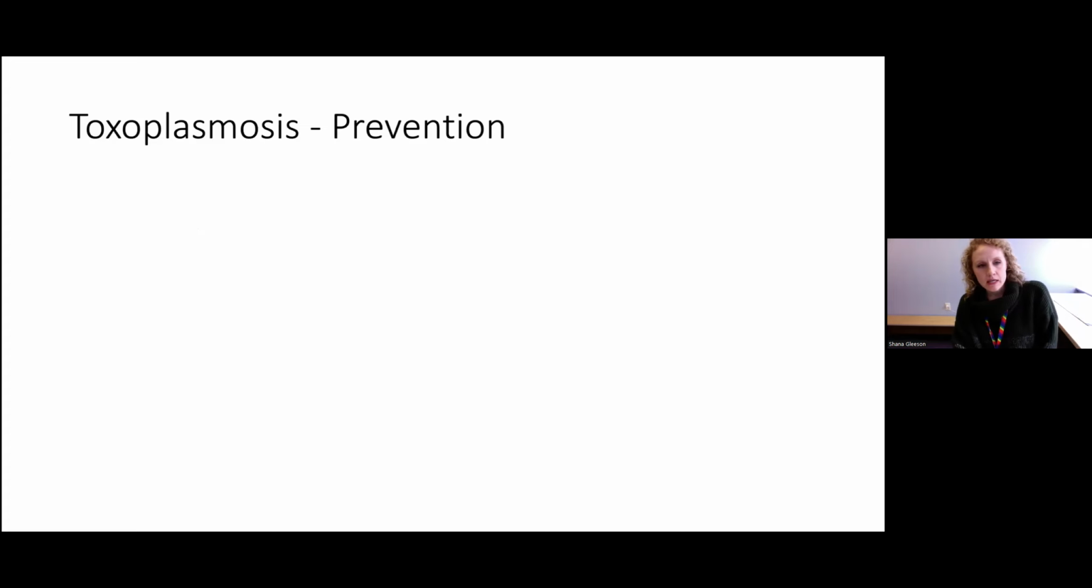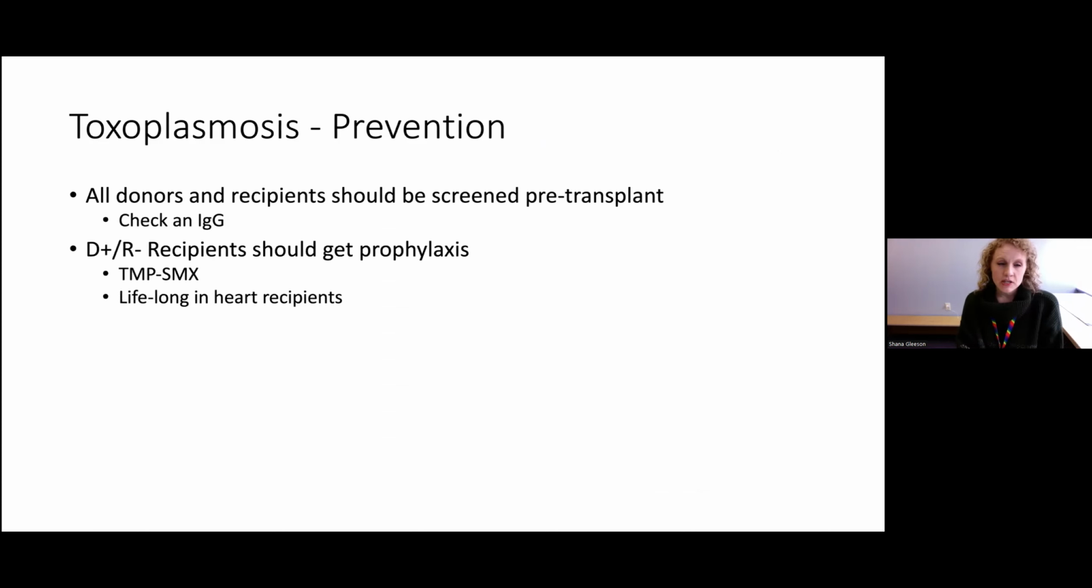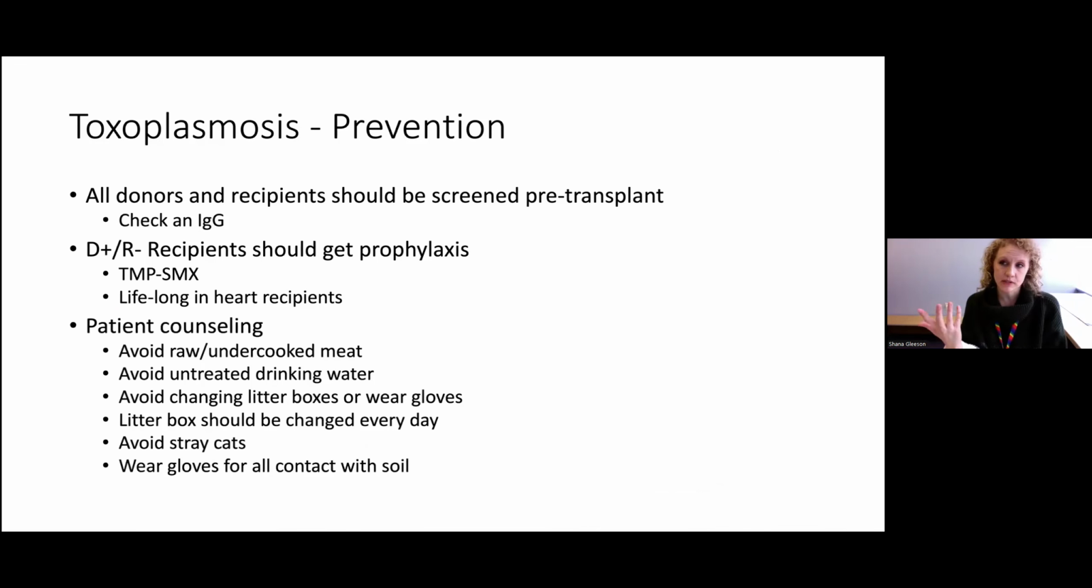And then prevention is a key thing, especially in transplant. So all donors and recipients are supposed to be screened for toxo pre-transplant. You check an antibody, IgG, and then D plus R minus, that high risk category, should get prophylaxis, usually with Bactrim. And for heart, because again, heart is that higher risk category for heart recipients, it should be lifelong prophylaxis for D plus R minus. And then patient counseling is also part of it.